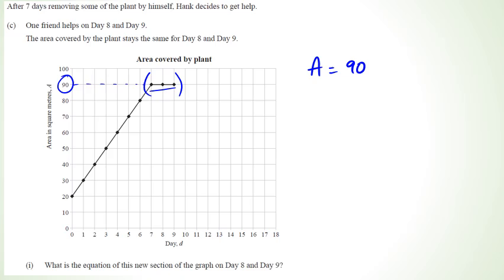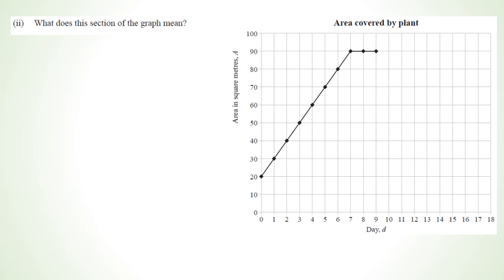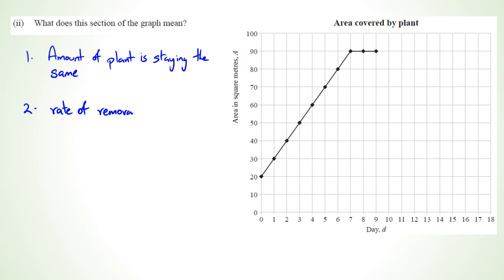On to the next part of this question. They're asking you, what does this section of the graph mean? So a couple of things you can point out: the first point is that the amount of plant is staying the same. And the second point you could make is the rate of removal, because remember these guys are actually removing the plants as well. So the rate of removal is keeping pace with the growth.